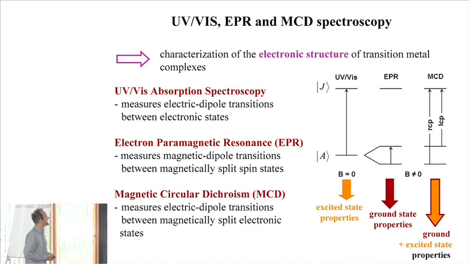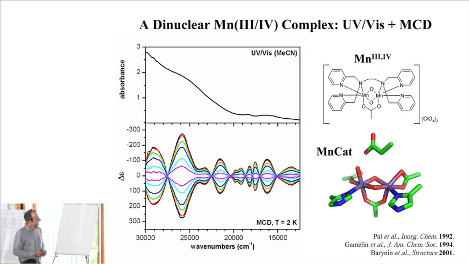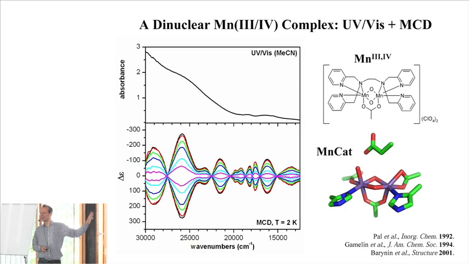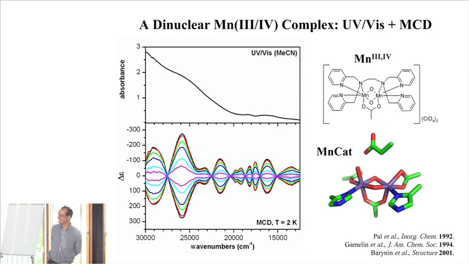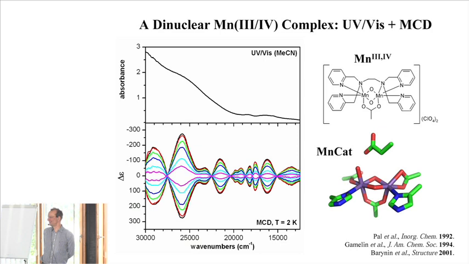And the power of MCD is impressively documented in this picture. This is how we started, a mixed valent manganese-3, manganese-4 complex, which gives a very dull optical absorption spectrum, but a highly resolved MCD spectrum. So we were quite excited when we got that. This is how we started MCD spectroscopy. But up to the present day, we have not understood it. So the message is MCD gives you a lot of information, but you have to be able to extract that information.